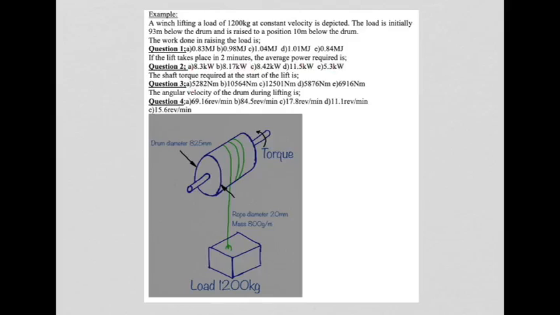And then the shaft torque at the start of the lift is, remember the torque is force times radius, you'll have to figure it out. And finally, question 4, the angular velocity of the drum during lifting is angular velocity. Remember, omega measured in radians per second or revs per minute. In this case, they want revs per minute. You'll have to make the conversion. So stop the video now and make a reasonable attempt at that, please.